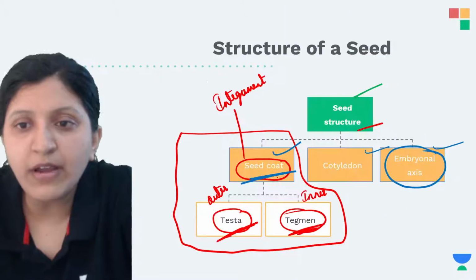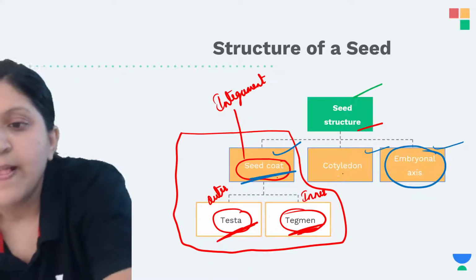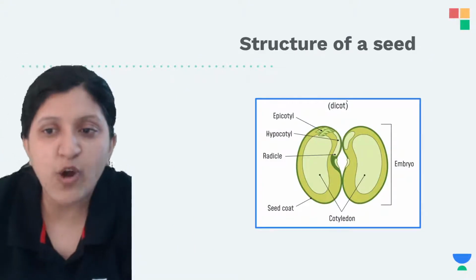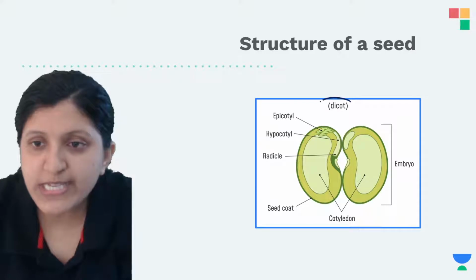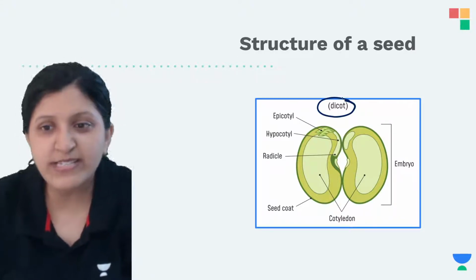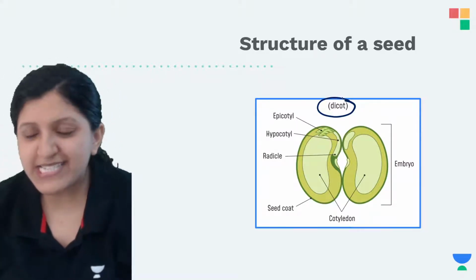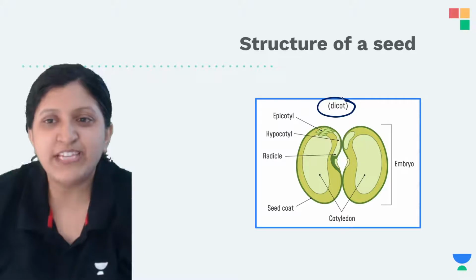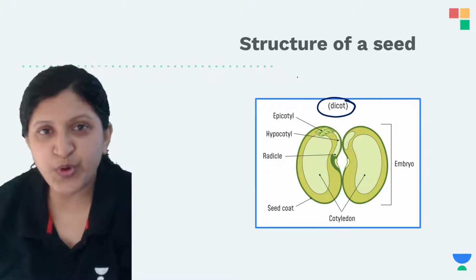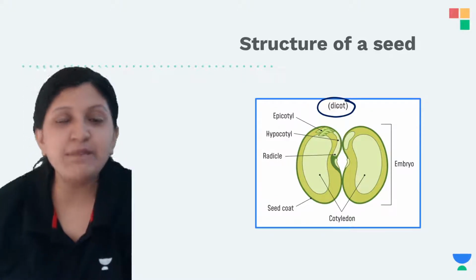So now here, as you can see, we discussed the embryonal axis and the cotyledon. I'll just show you this diagram. This is the dicot seed. Why do we call this a dicot seed? Any of you? Why do we say it is a dicot? Di is what? Di is two. Cot is basically two cotyledons, and hence the name dicot.